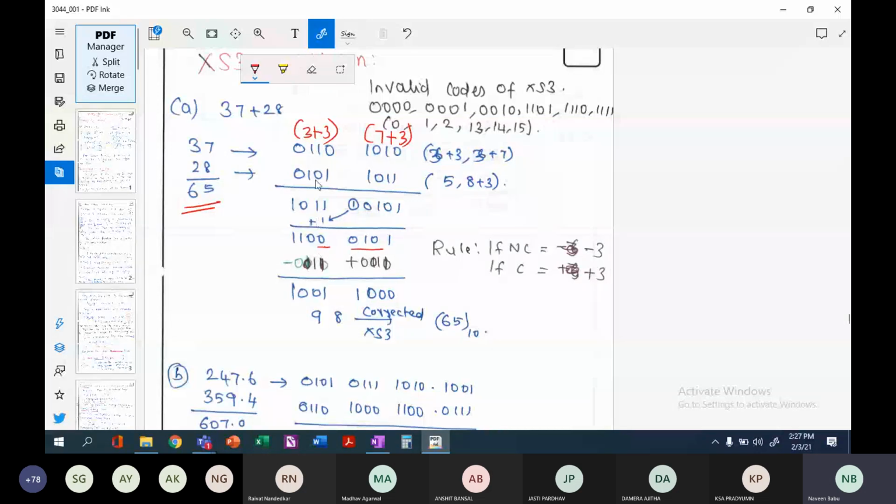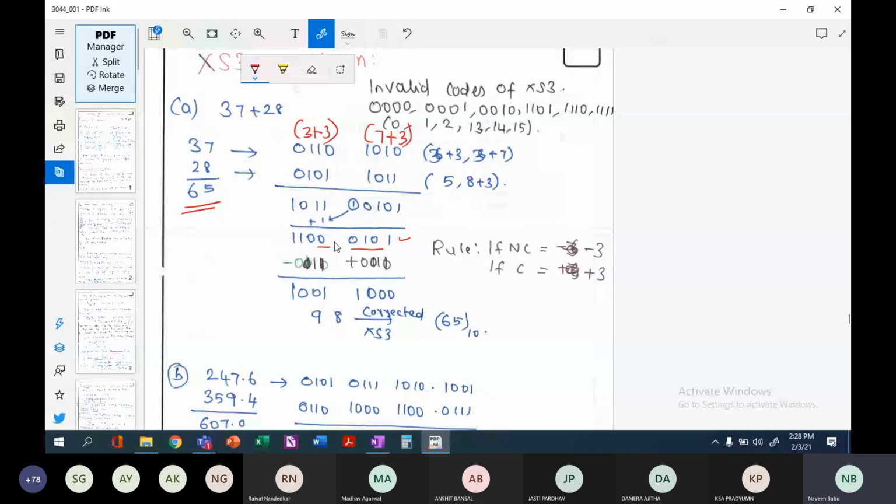Right? Now check for valid codes or invalid codes. 0101, this is a valid code, and 1100, this is also a valid code. Okay. Now here the rule for how to perform XS3 addition, whereas in the previous case, if it was an invalid code, what you did was you added 6 here, right? But here there is a slight difference.